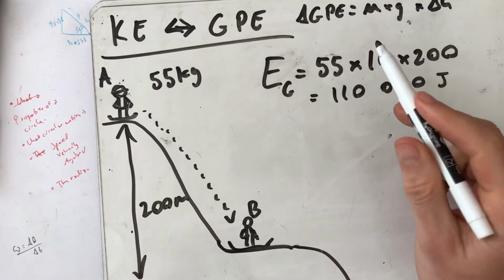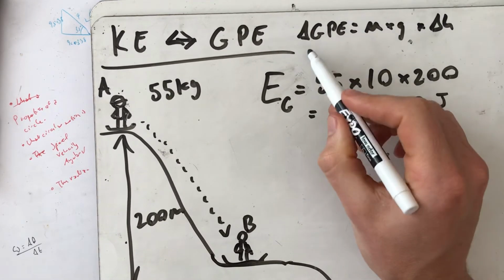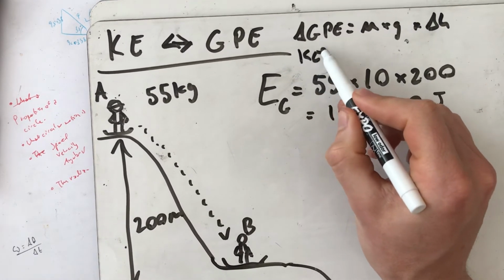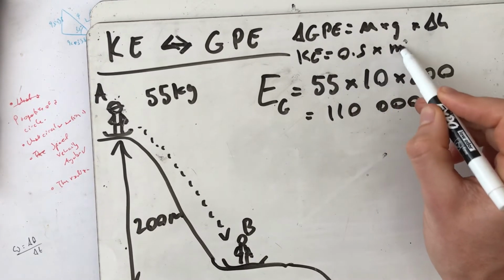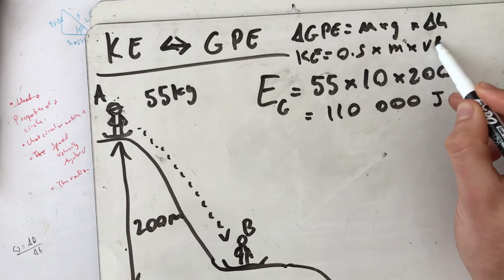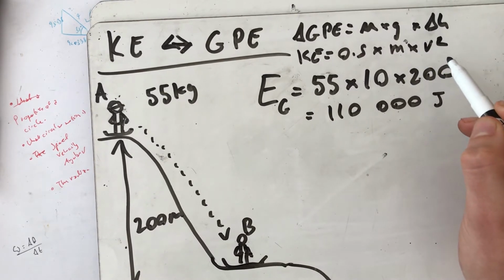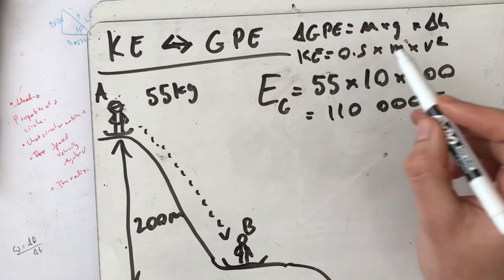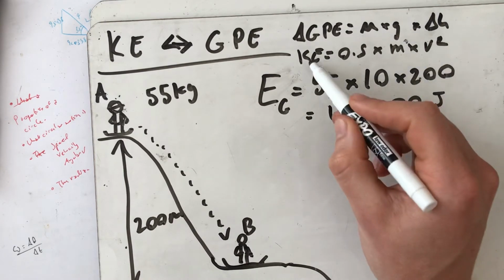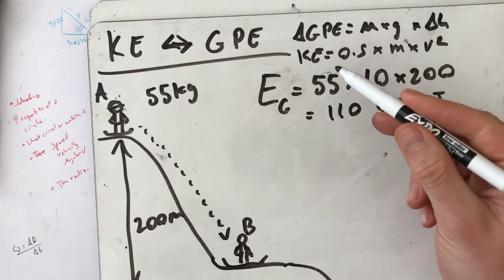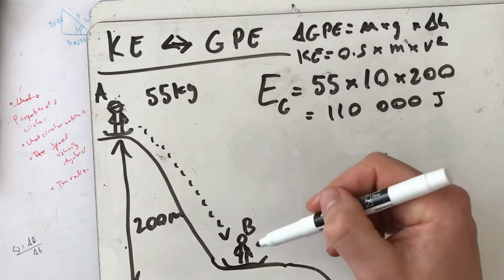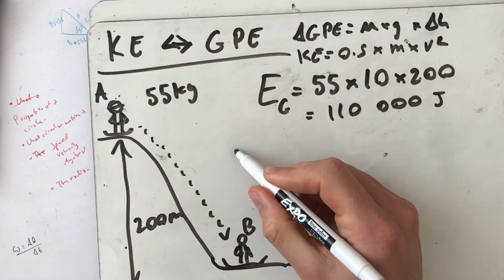Now let's think about, can we remember our kinetic energy equation? Kinetic energy, which we usually write as KE, equals 0.5 times mass times speed squared, which we're going to represent with a v. Okay, 0.5 is just 0.5. That's the mass and that's the speed squared. That gives you kinetic energy. So let's look at that. If all that gravitational energy is turned into kinetic, that means his kinetic energy at the bottom is exactly equal to that.